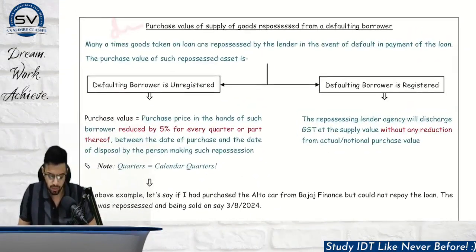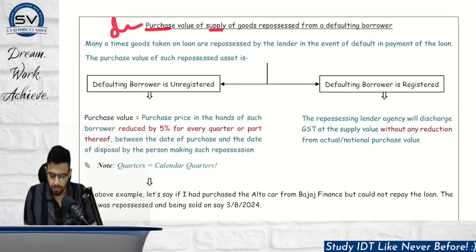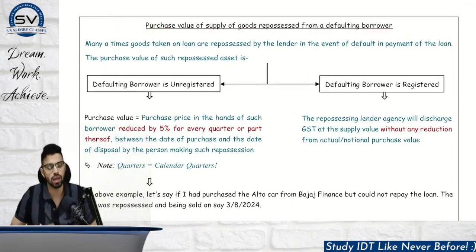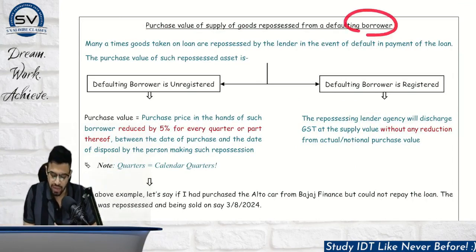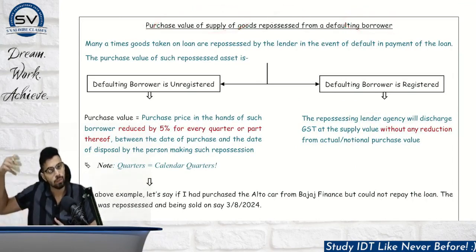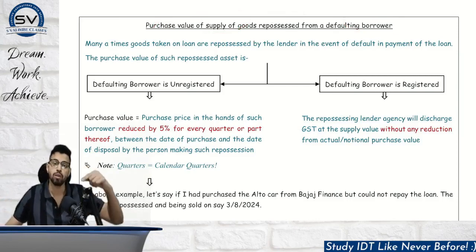Let's see the concept first. Purchase value of supply of goods repossessed from a defaulting borrower. Now please understand what is happening. I borrowed some amount and I bought an asset, right? And that asset has been repossessed by the person who supplied the finance. Now he's selling this. Now what will be the value of that asset? For that we have to learn a specific formula.